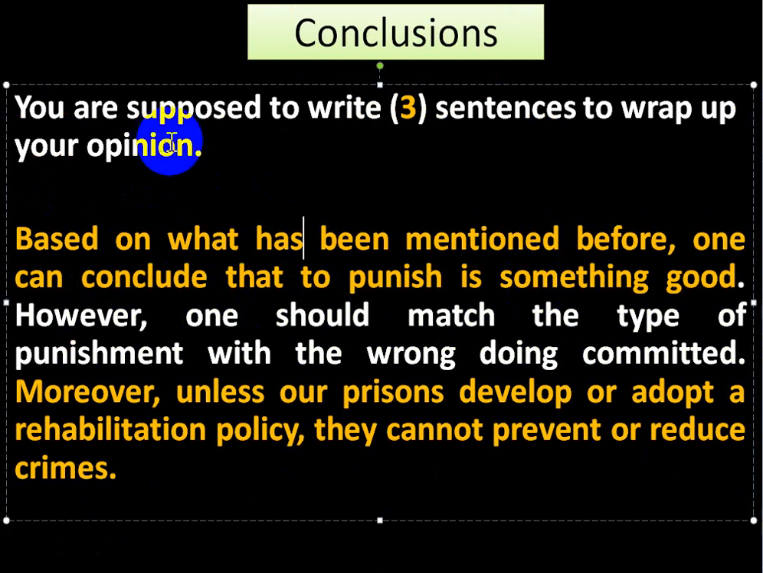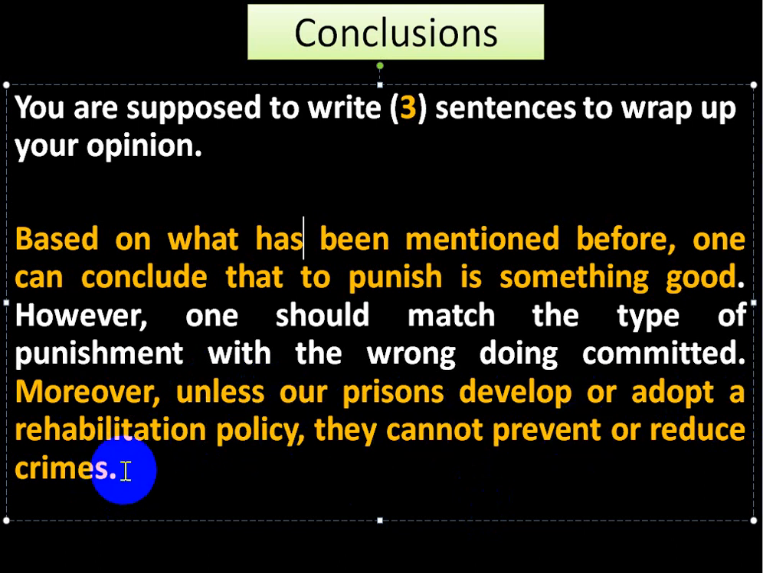In the conclusion, again, we are supposed to write 3 sentences that wrap up the whole essay. So we can say, based on what has been mentioned before, which means what has been mentioned in the body, one can conclude that to punish is something good. However, this is the first sentence. The second: however, one should match the type of punishment with the wrongdoing committed. There should be a kind of matching. The third sentence: moreover, unless our prisons develop or adopt a rehabilitation policy, they cannot prevent or reduce crimes.